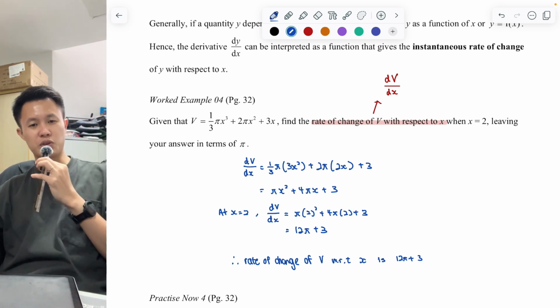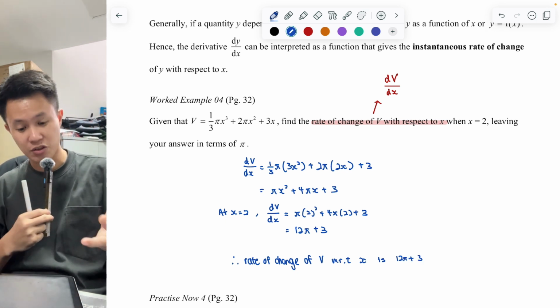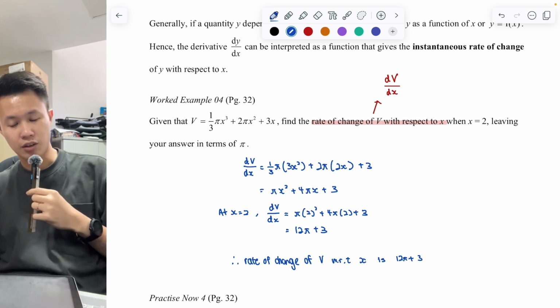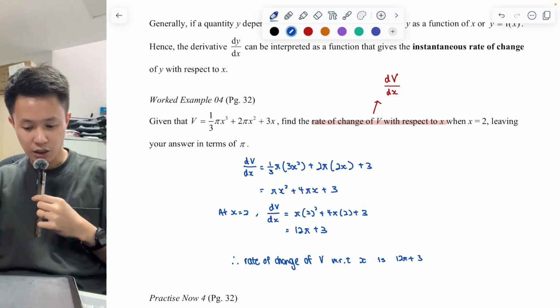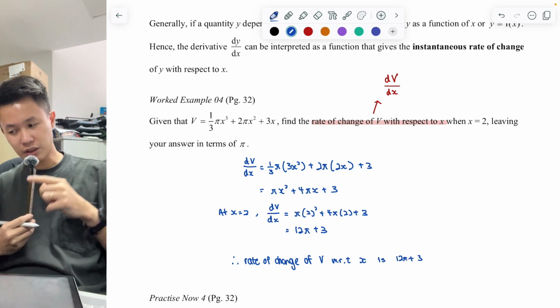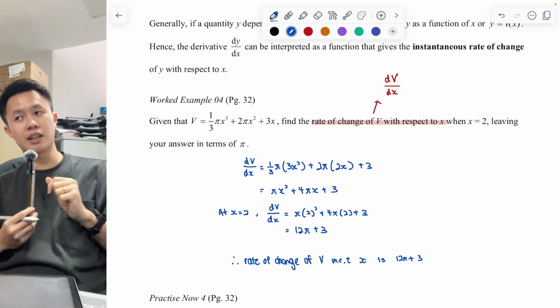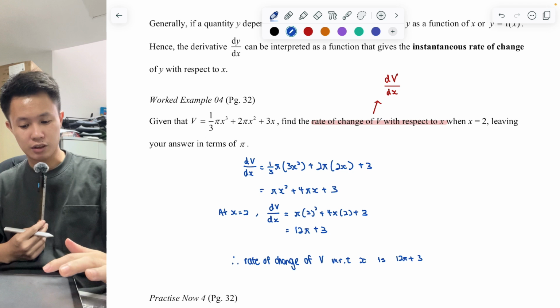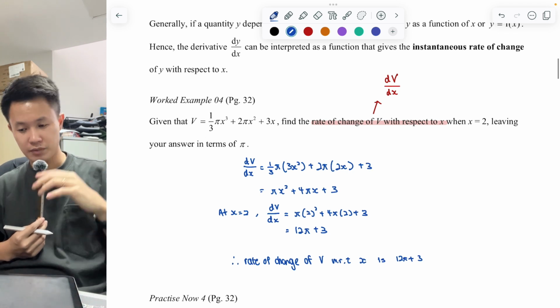Usually there will be some form of units, but in this case there are no units for this question. So it's a very simple application of differentiation to find the rate of change. I know the understanding can be a bit tough, but actually the doing is quite simple, right? So yeah, that's all.